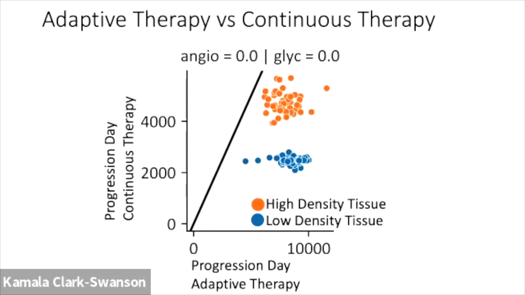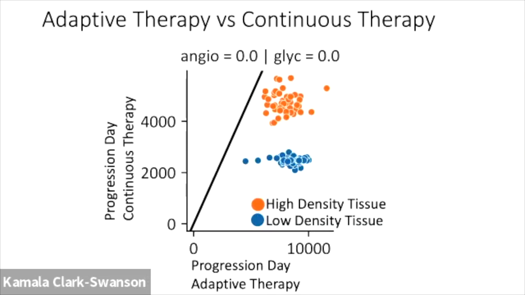The black line is the diagonal where both progression times are the same. So if you're below that diagonal line, to the right of it, then adaptive therapy is effectively doing better than continuous. And if you're above, then continuous is doing better than adaptive.